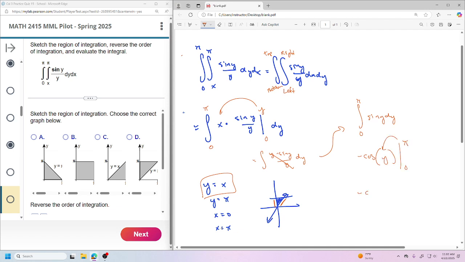When you plug in a pi, you get negative 1. 2 negatives make a positive. Regular 1. So 2. Cool. We did it. We did it.